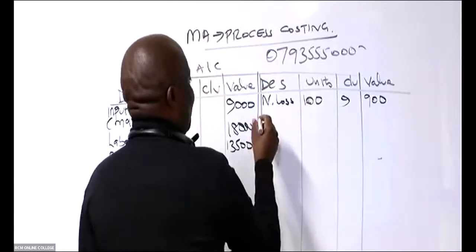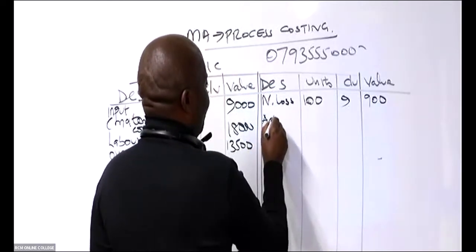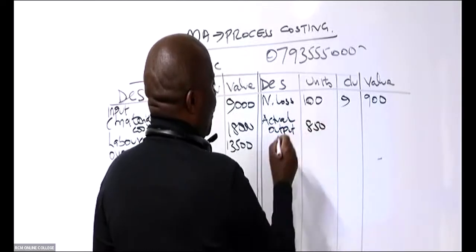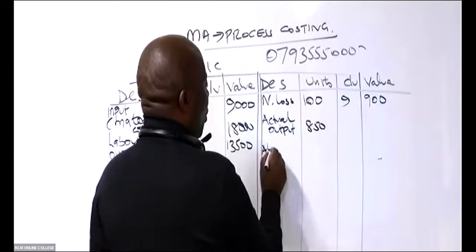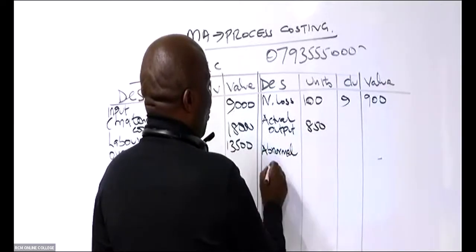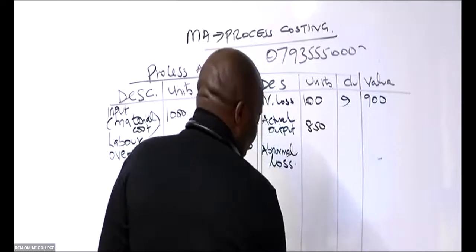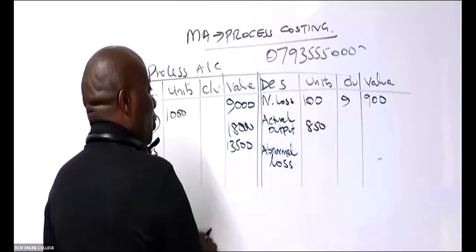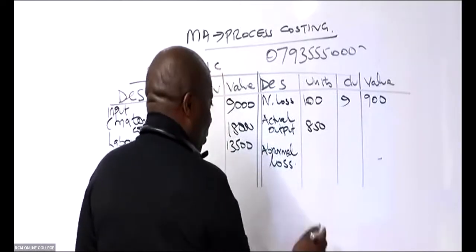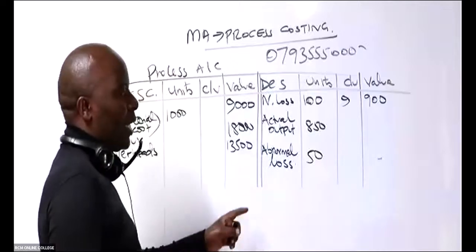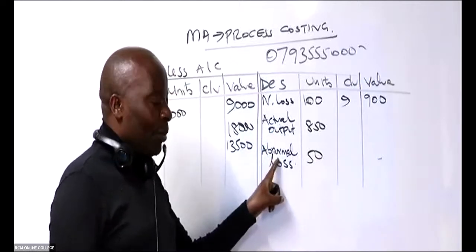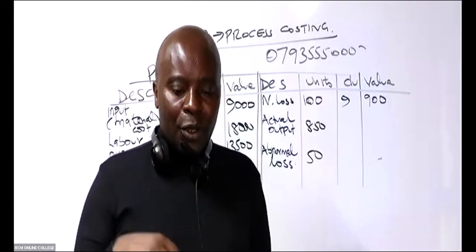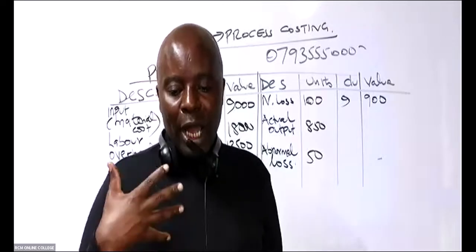Ladies and gentlemen, apart from that, we have actual output. So the actual output is 850. And then we have what we are calling abnormal loss. The abnormal loss was 50. Please tell me something about valuation of the abnormal loss units. Anything you're able to remember about how we value abnormal loss?